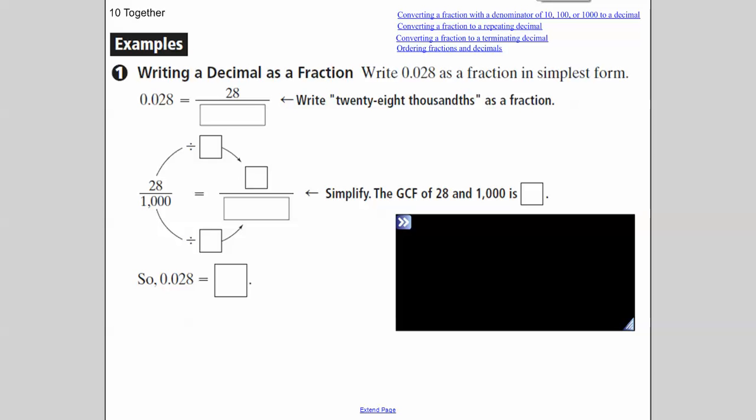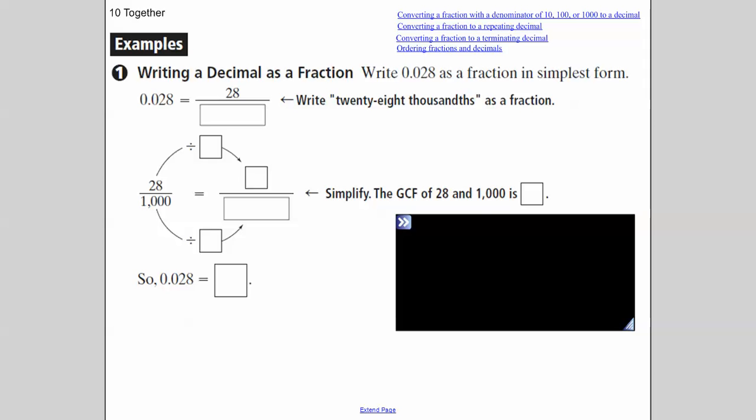Hi guys, today we're going to work on putting all of the isolated skills that we've been working on to use. We're going to be doing things with decimals and fractions, being able to convert between a fraction and a decimal, ordering fractions, ordering decimals, all together. So the first thing we're going to work on is writing a decimal as a fraction.